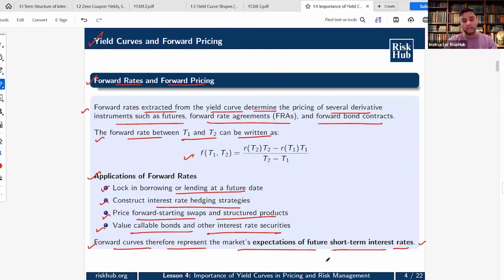The formula says the forward rate is the extra interest earned between t1 and t2, spread over the length of that gap. T1 is the start of the forward period, T2 is the end. r(t1) and r(t2) are the continuously compounded zero rates to those dates. f(t1, t2) is the forward rate for the period between them. It is used because it removes arbitrage. Lending to T2 directly must pay the same as lending to T1 and then rolling at the forward rate. The slide lists four uses: locking in a future borrowing or lending rate, building interest rate hedges, pricing forward starting swaps and structured products, and valuing callable bonds.